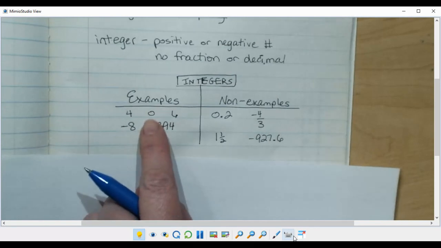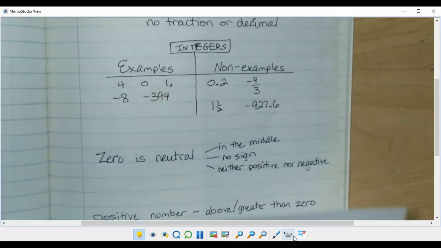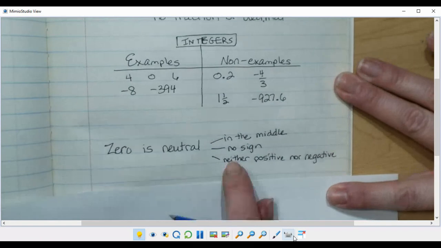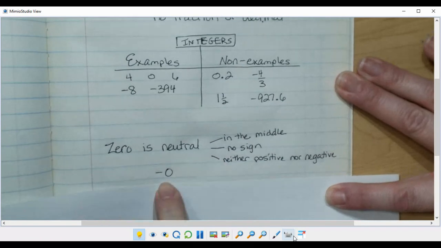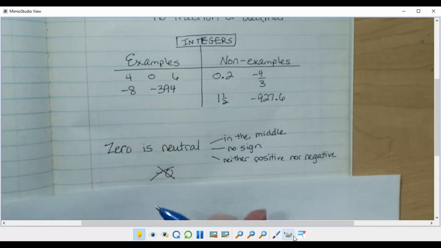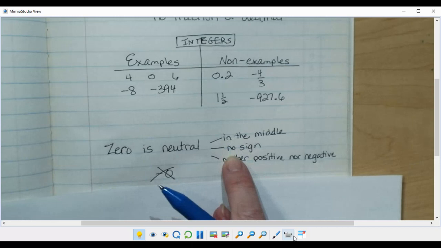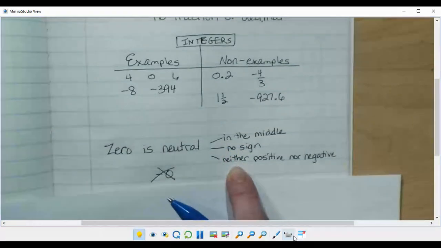Notice that 0 is an integer. It's the only one that will not have a sign. It's what we call neutral. If I see that on a paper, you will probably hear me scream from the next town over because that doesn't exist. There is no such thing as -0. 0 is in the middle. We'll talk about that in a minute when we look at a number line. It does not have a sign, and it is neither positive nor negative. It is neutral. It's just kind of its own thing. Fun fact, it's the only number that does not have a sign. It's the only number that is neither positive nor negative.